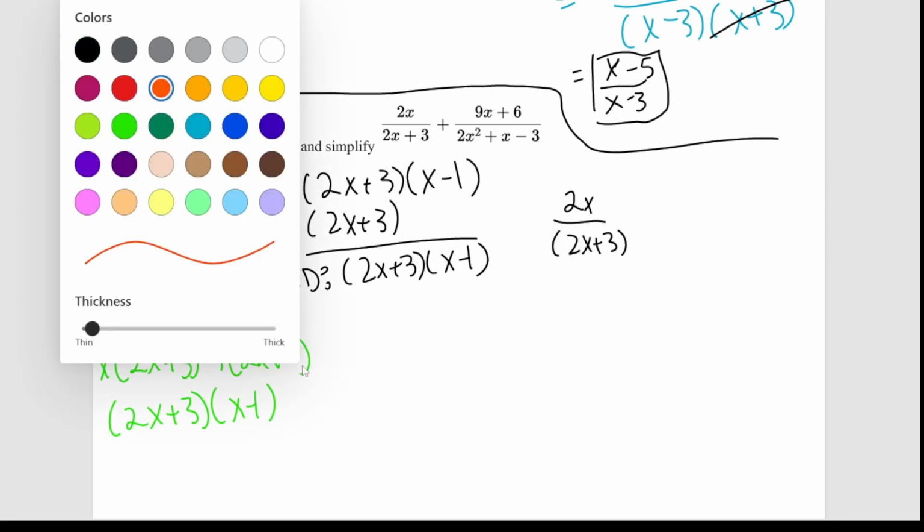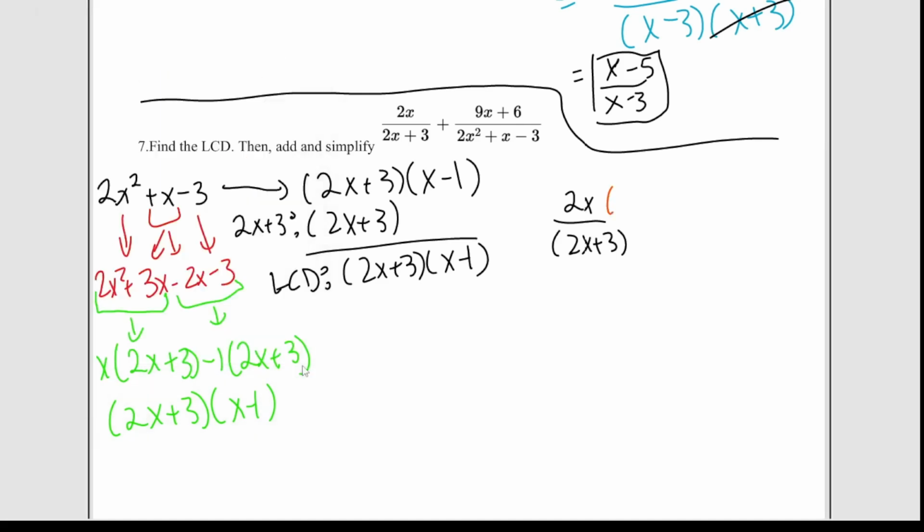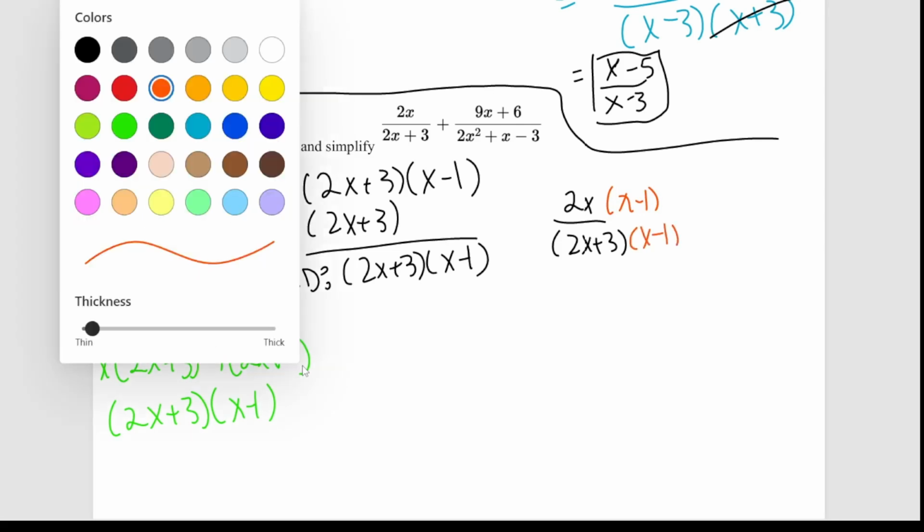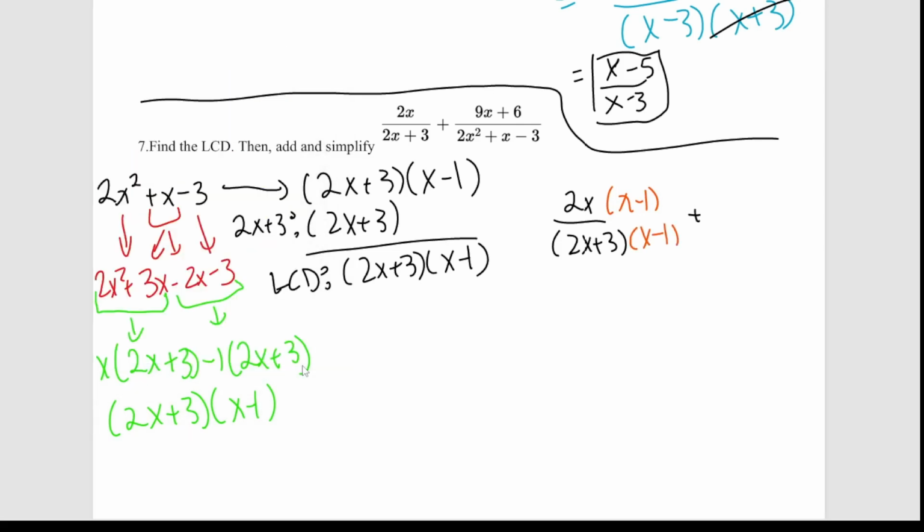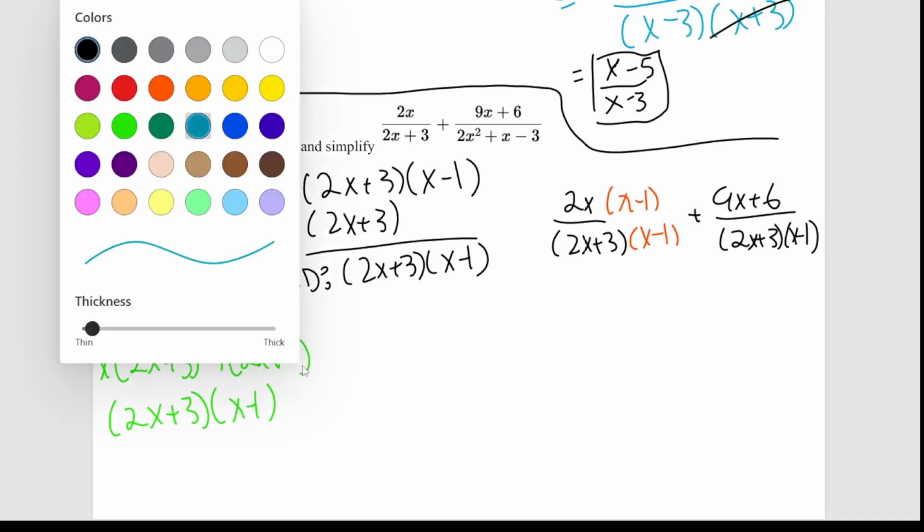And in order to change that to the least common denominator, we'll have to multiply both the top and bottom by x minus 1. And then the second term we can actually leave as is, but I'll probably want to rewrite its denominator in terms of its factored form. Now we're going to go ahead and distribute.